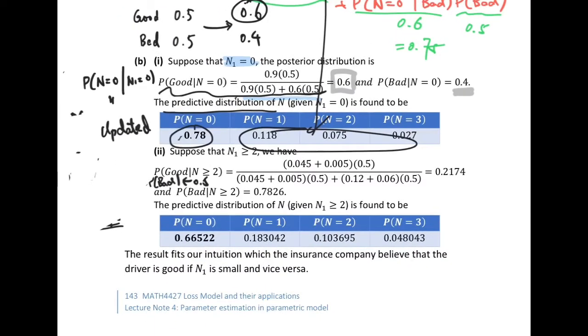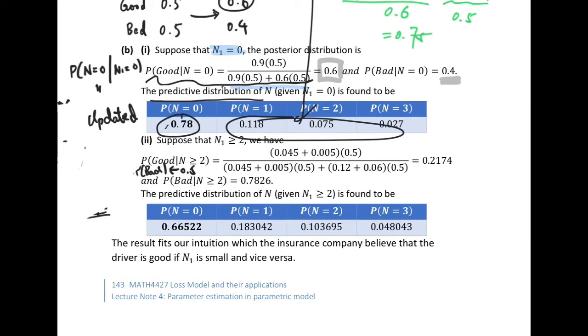Okay, so this is how the insurance company does the updating. And similarly, let's say you find that this driver has a lot of accidents, meaning that it is a troublemaker, right? Now if you try to perform the same calculation, you will find that this probability now becomes, for good driver, only 21.74%, but for bad driver, it will be raised to 78%.